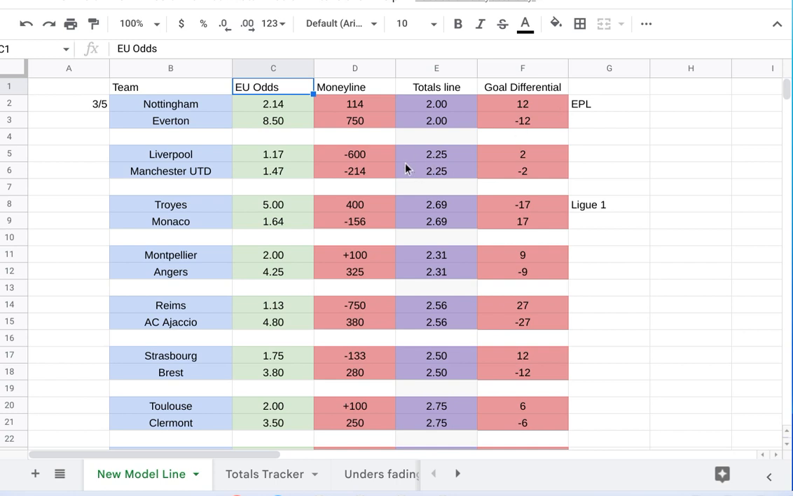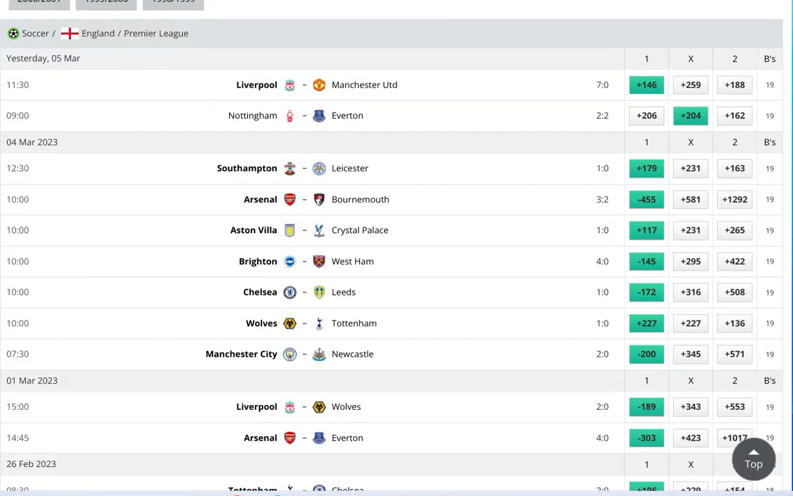All right, so we're going to look at power rankings yesterday for soccer. Liverpool was minus 600, Manchester minus 214, so basically a 50-50 game. Liverpool's a home team, so home teams win more often than the draw line and the away team in soccer. And boom, Liverpool wins plus 146.